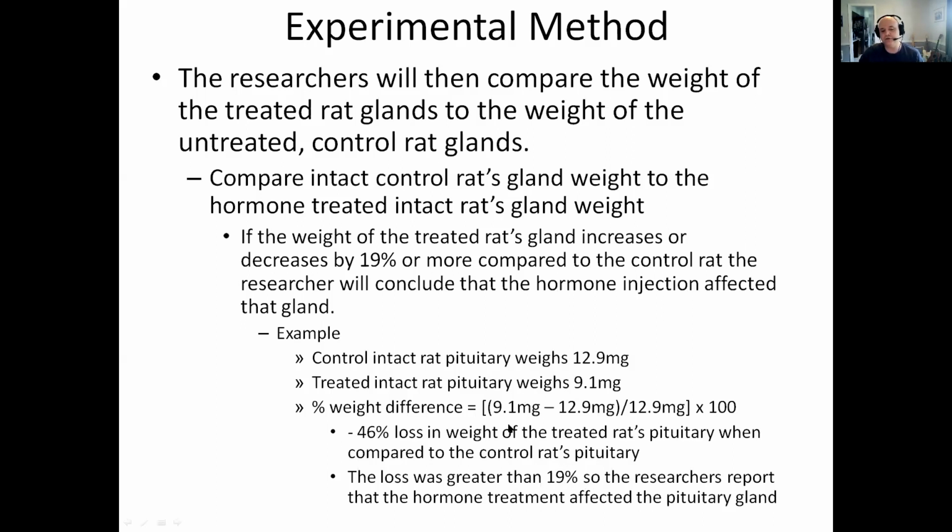So if this treated rat pituitary gland was 15.9, to keep the math easy, we would subtract 12.9 from it, and it would be a 3 milligram gain, and whatever that is divided by 12.9, but it'll be a positive value. So your positive values will be gains in weight, negative values will be losses in weight.